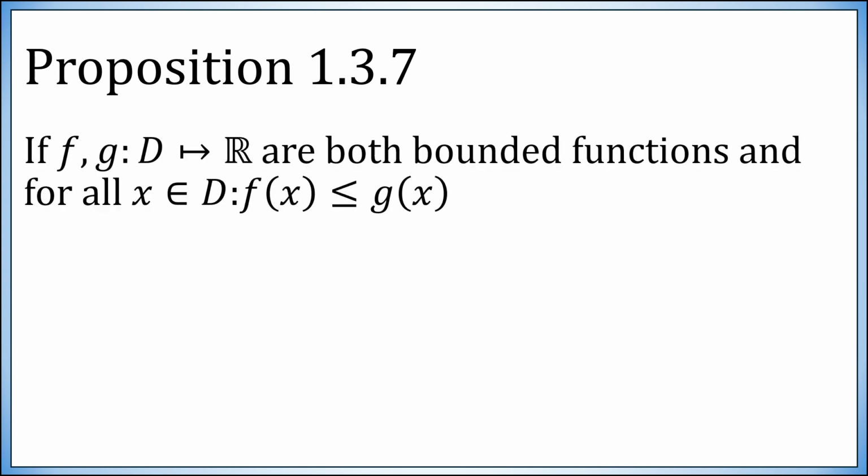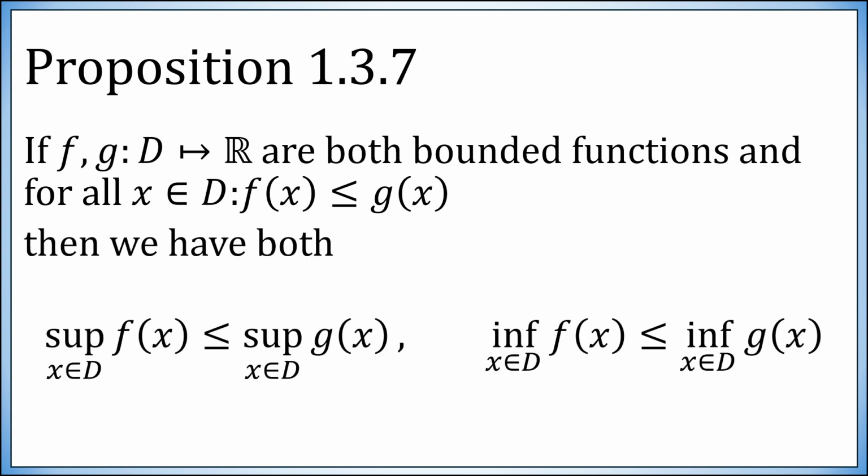Now we move on to proposition 1.3.7. Suppose you have two functions f and g mapping the same domain D into the reals and they're both bounded. Also assume for all elements of the domain f of x is less than or equal to g of x. Then the supremum of f of x is less than or equal to the supremum of g of x, and the infimum of f of x is less than or equal to the infimum of g of x.